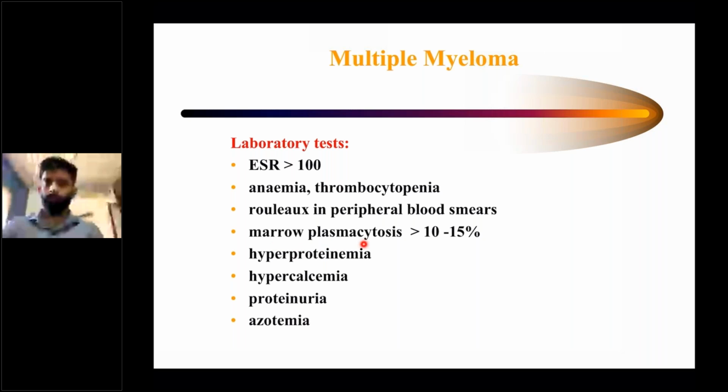Myeloplasmacytosis greater than 10 to 15% here, whereas in case of MGUS, it will be less than 5%. There will be hyperproteinemia because of increased production of immunoglobulins. Hypercalcemia will be seen. Proteinuria will be seen, loss of protein in the urine, and azotemia, renal failure leading to ammonia accumulation in the body.